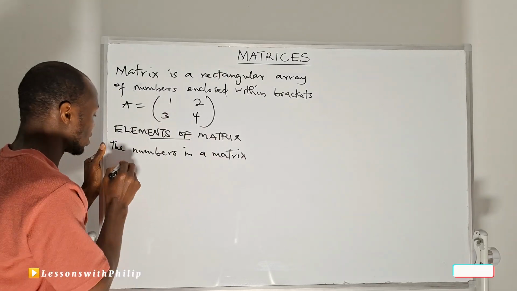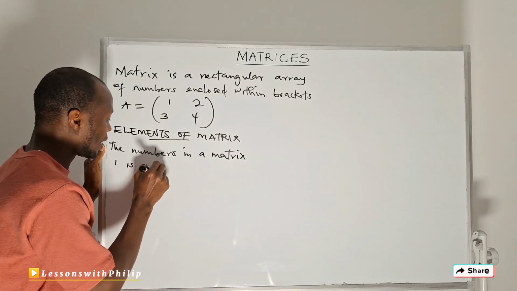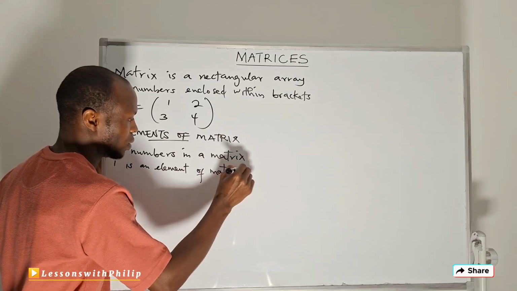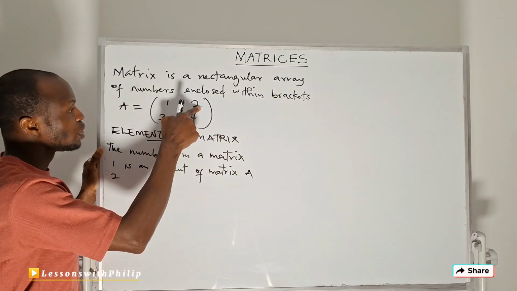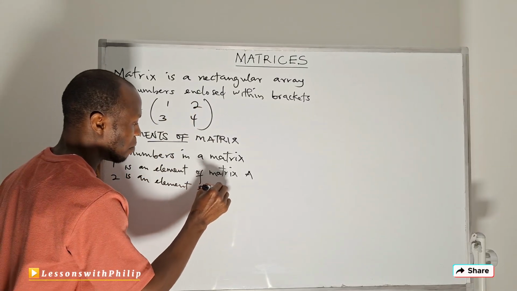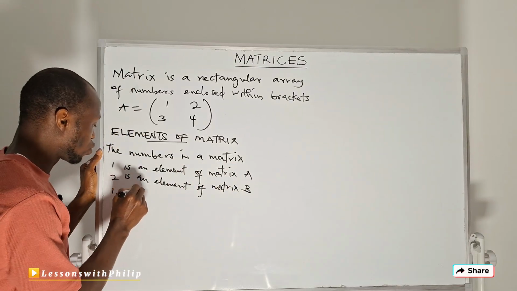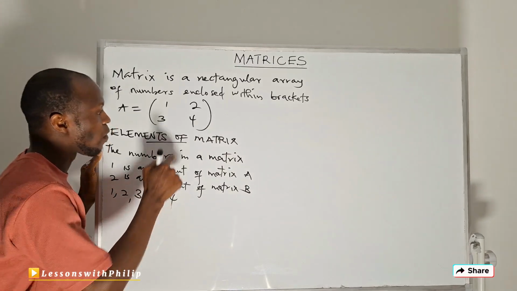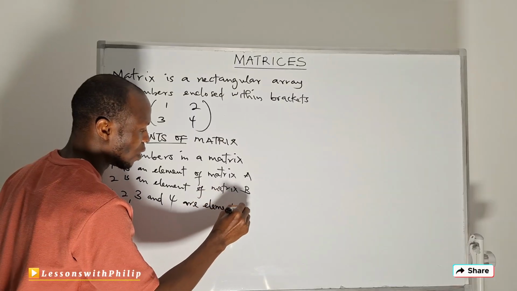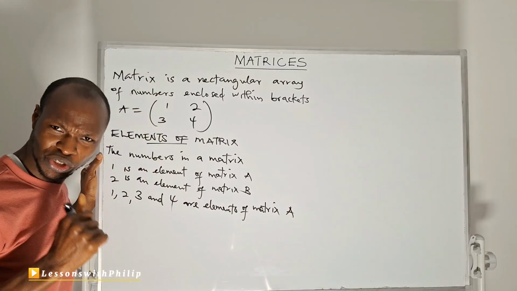Now, from this example upstairs, 1 is an element of matrix A, and this 2 is an element of matrix A, and so on and so forth. That shows that my 1, 2, 3, and 4 are all elements of matrix A. Okay? Do you get that one?